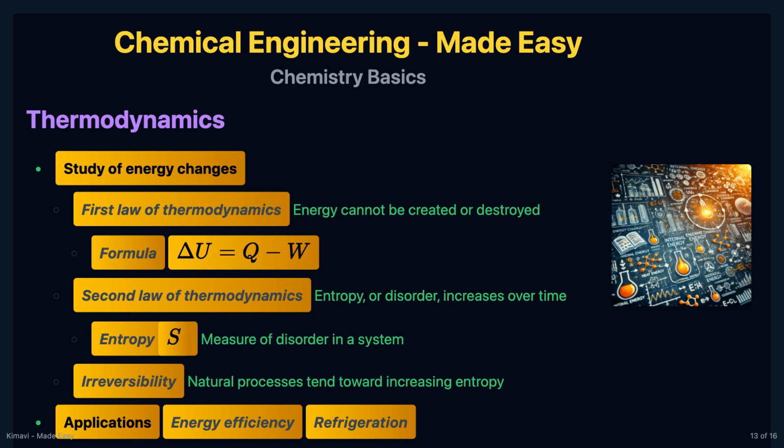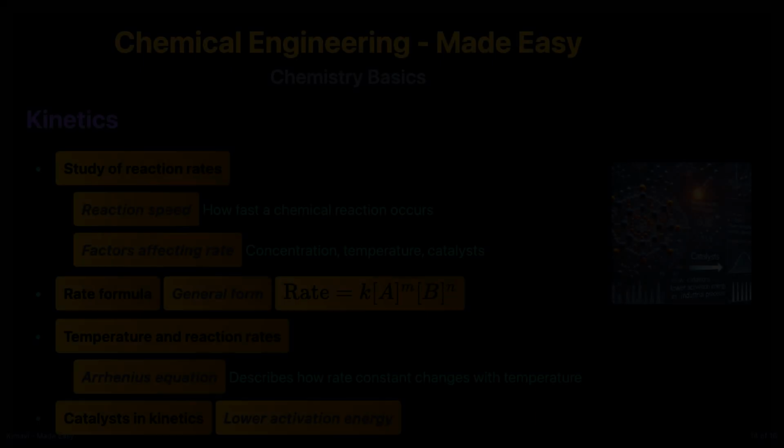Mathematically, it is expressed as delta U equals Q minus W, where delta U is the change in internal energy, Q is the heat added to the system, and W is the work done by the system. The second law of thermodynamics states that the entropy of an isolated system always increases over time. Entropy, represented as S, is a measure of disorder or randomness.